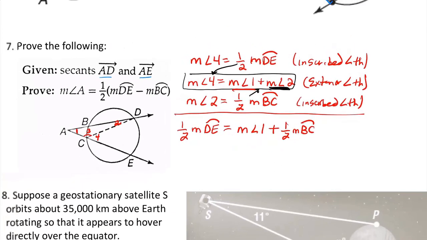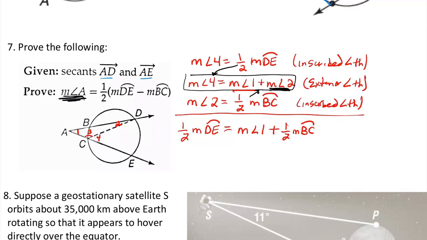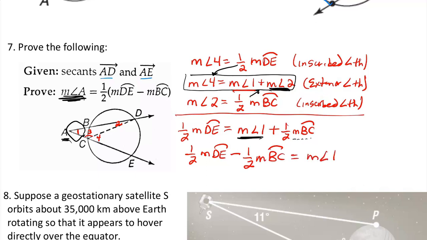In this theorem, we're trying to prove something about the measure of angle A, which I've called measure of angle 1. So we'd like that by itself. We'll subtract 1/2 the measure of BC from both sides. So the measure of angle 1 equals 1/2 the measure of arc DE minus, that's where the minus comes from, 1/2 the measure of BC.